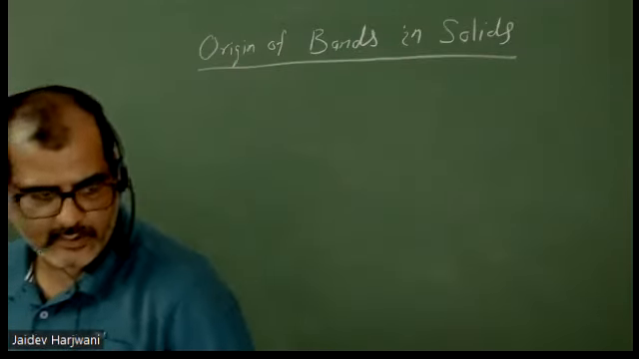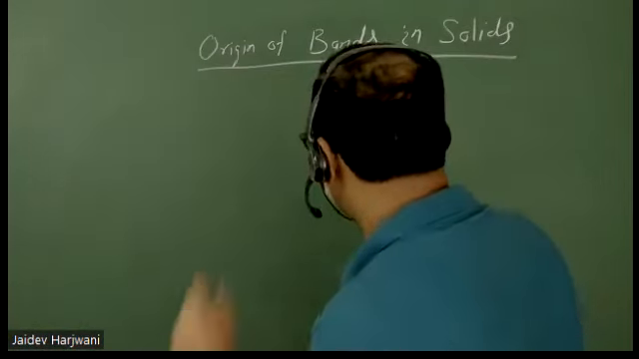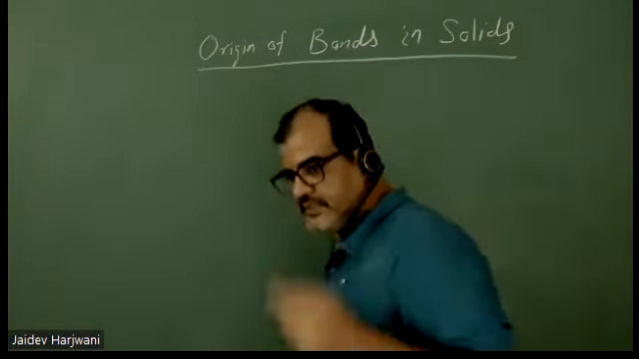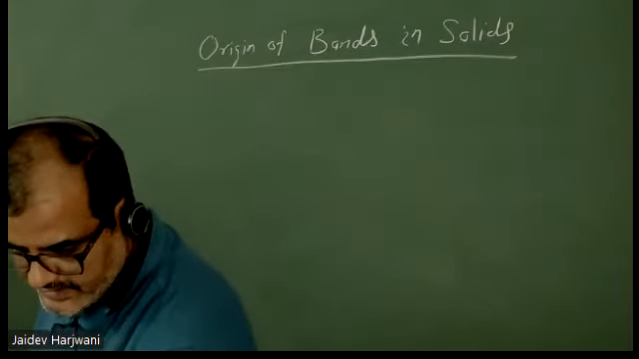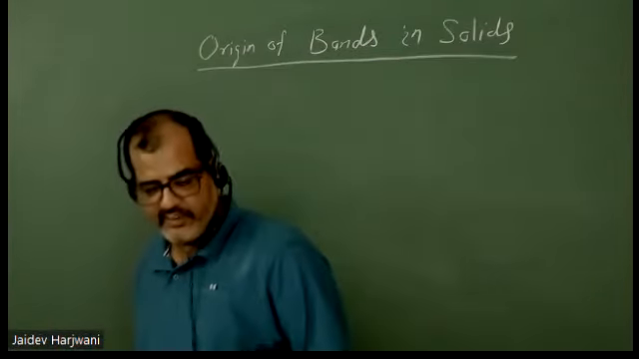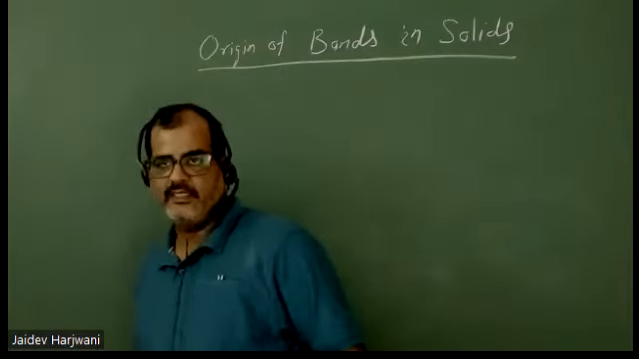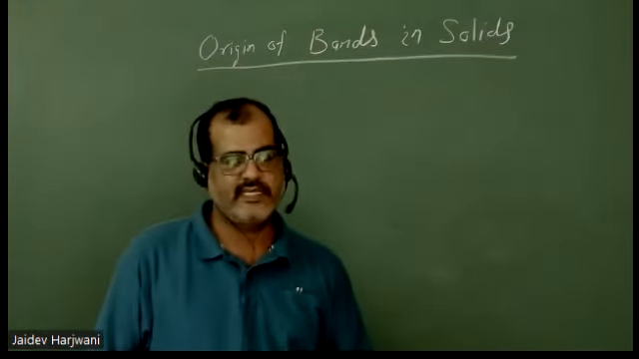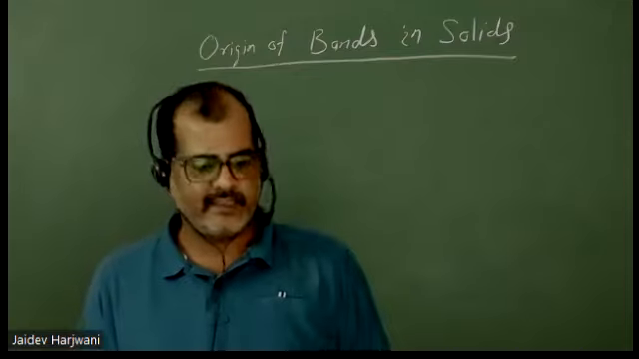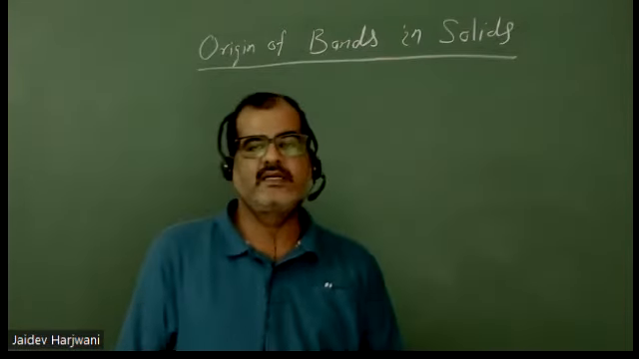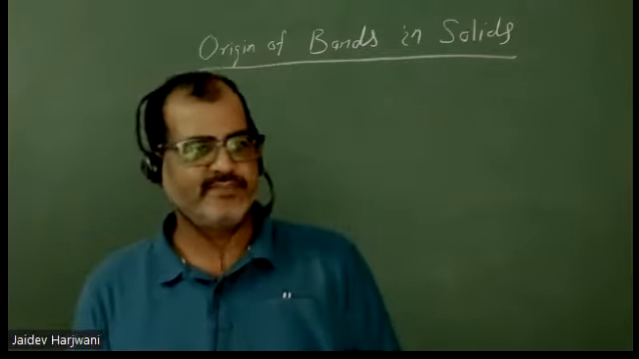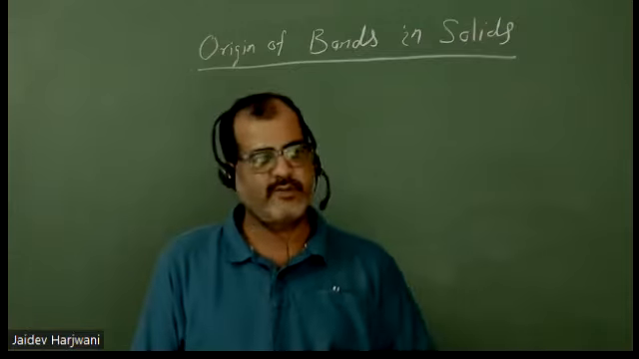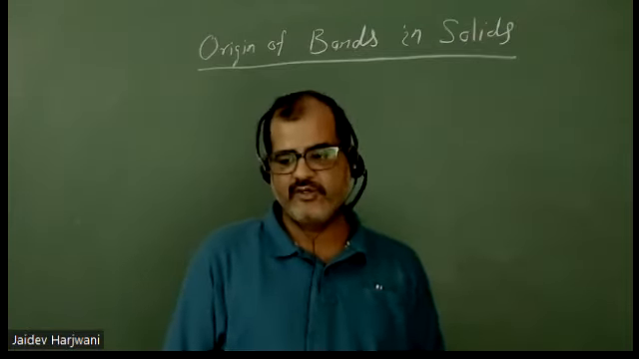Okay. So as you can see, the heading is origin of bands in solids. What is the reason we get bands in solids, and why do we need this band theory? Already we have seen that using the free electron theory, we can explain many properties of metals. But why are some solids semiconductors, some insulators, and what about their properties? In order to explain all these things, we need band theory of solids.